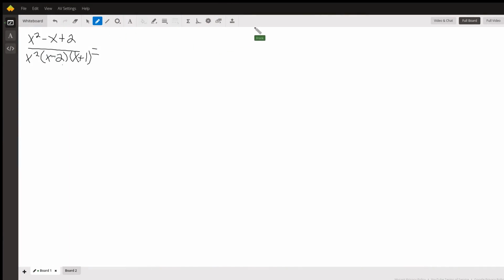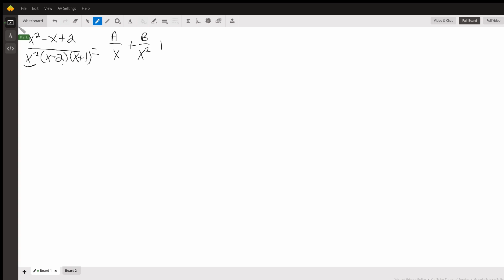The question says, find the partial fraction decomposition of (x squared minus x plus 2) over x squared times (x minus 2) times (x plus 1). So I'm starting with this x squared. It cannot be reduced any further. So I have to write A over x, the linear, plus B over x squared, the second power.